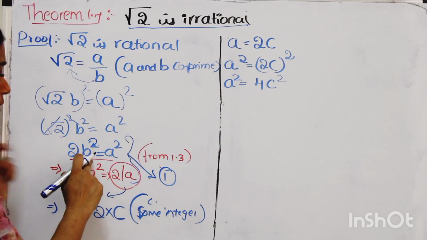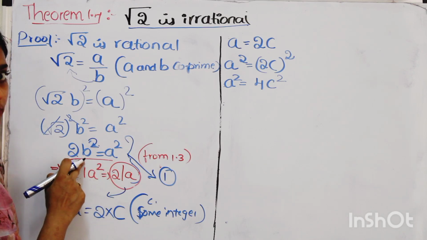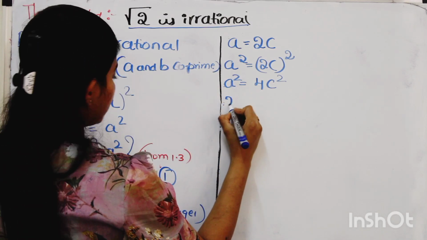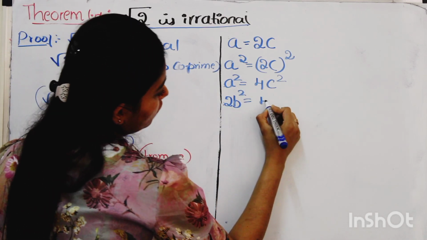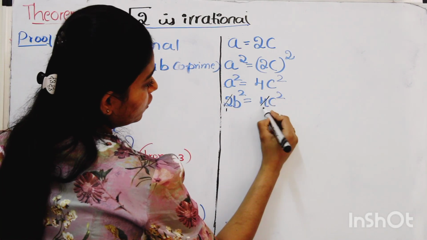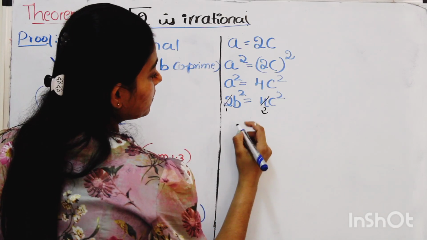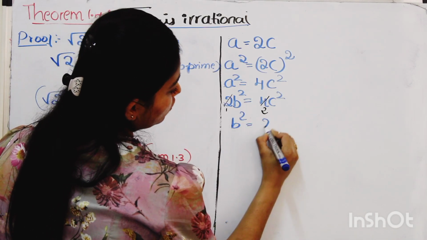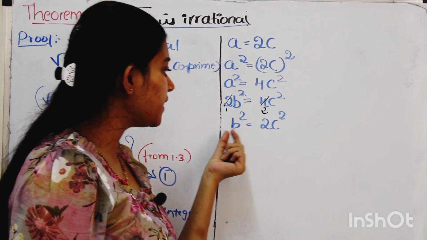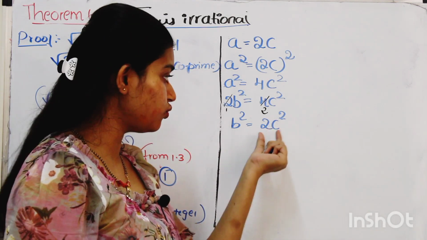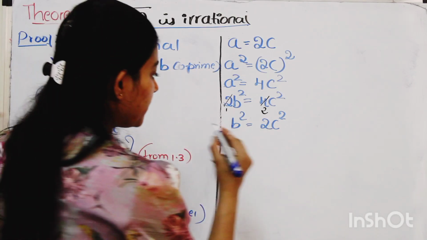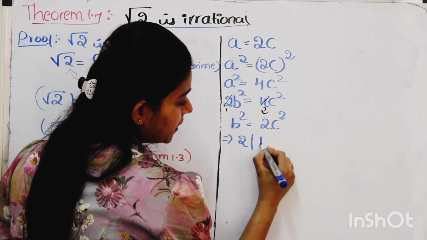Now from equation 1 we have a square equal to 2b square. Substituting the value of a square, we have 2b square equal to 4c square. Now divide by 2, so you get b square equal to 2c square. Now see, b square is a multiple of 2, correct? So if it is a multiple of 2, then that implies 2 divides b square.